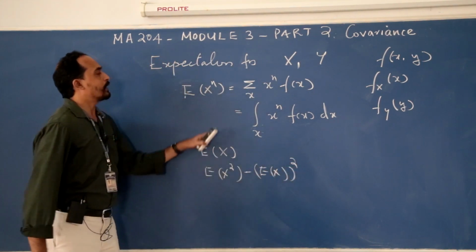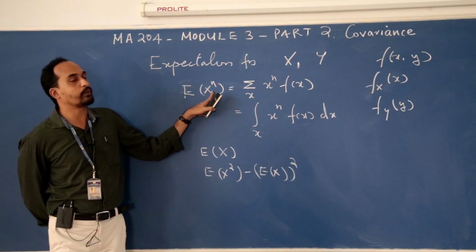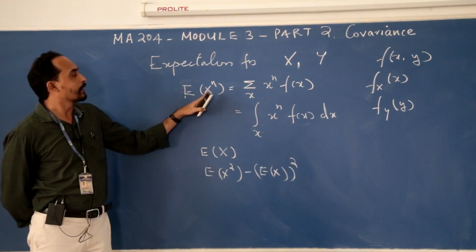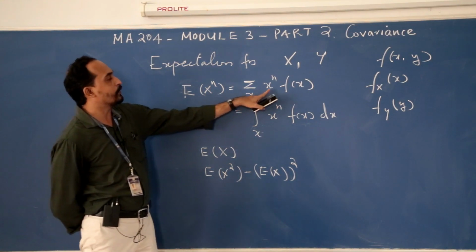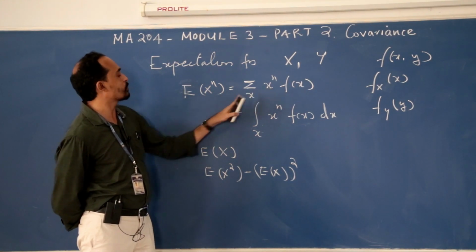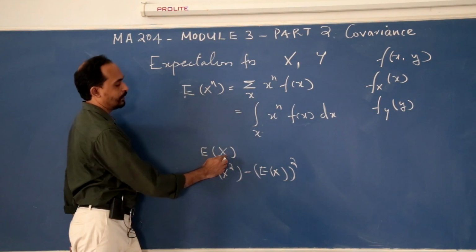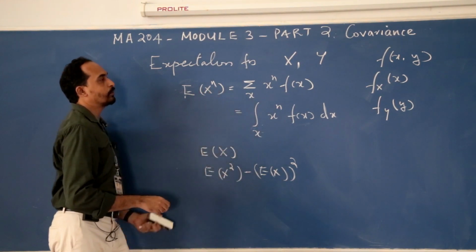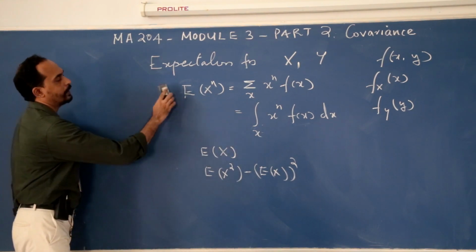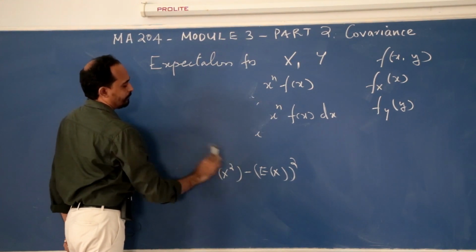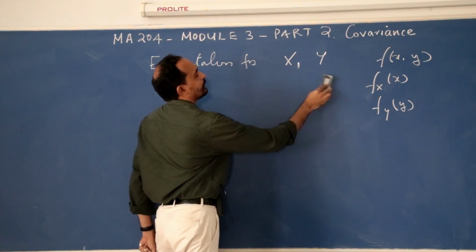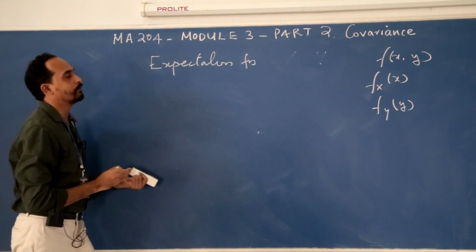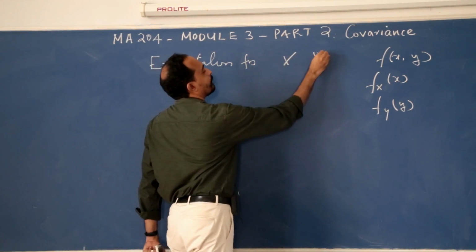So this function is defined for any function, not only for x raised to n. You can take any function of x here, then that function will automatically appear here. Our aim is to find expectation of x square, etc. Therefore we are defining expectation of x raised to n. Now the aim is how to evaluate the expectation of functions having two random variables, say x and y.